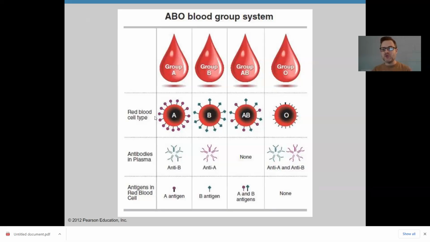So the A antigen, you only have A. The B, you have B. AB, you have both. They're different, but you have both. O, you don't have any. This one shows little spikes. Honestly, there shouldn't be any antigens on it at all.